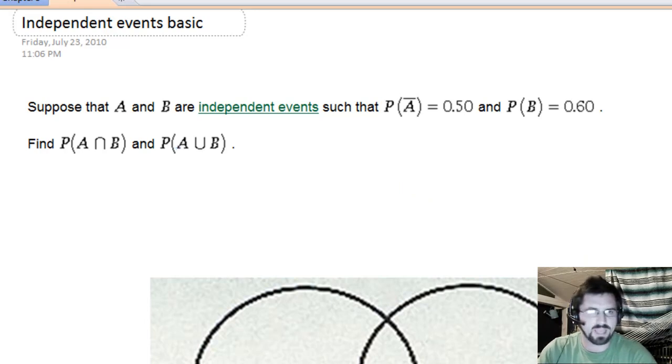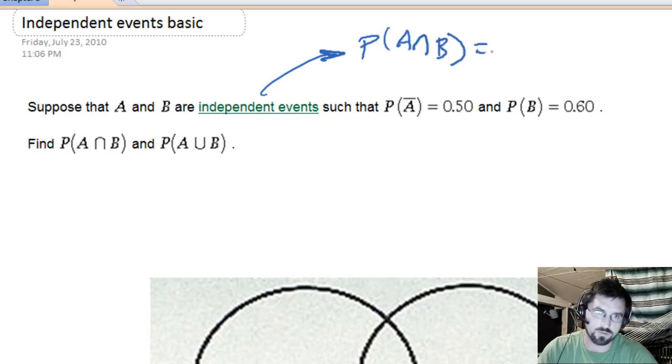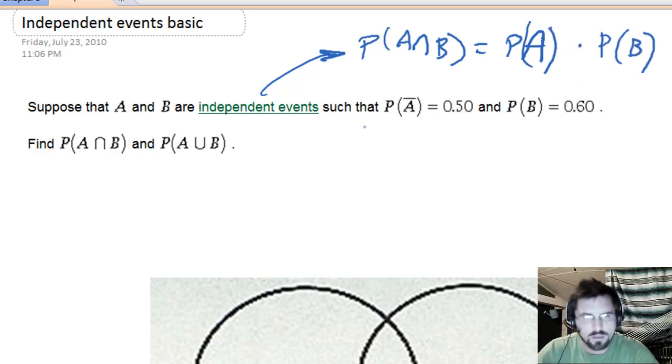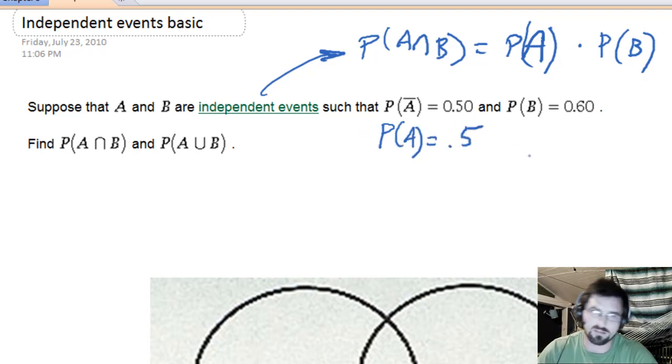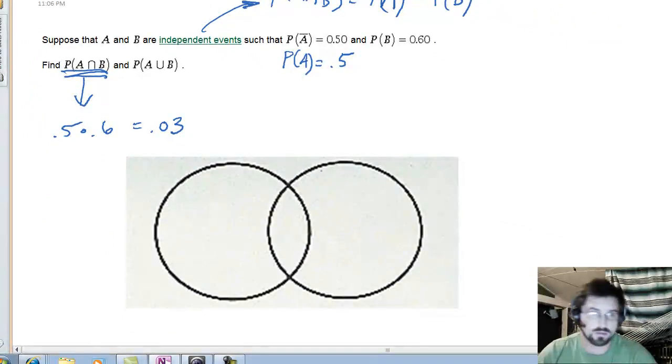First example. Suppose that A and B are independent events. So we have that rule, and we're going to keep it in mind that P of A intersect B is equal to the product of P of A and P of B. So we have independent events such that P of A complement, or P of not A, is 0.5. So if P of not A is 0.5, well, P of A is also 0.5. That's easy, because they have to add up to 1, right? And P of B is 0.60. So then, what is P of A intersect B? Well, that's easy. Using the rule, it's 0.5 times 0.6. It's 0.03. So that's my probability. I'm going to stick it in here, 0.03.